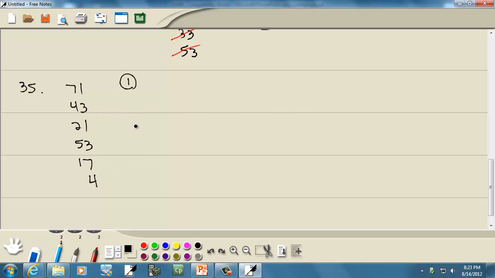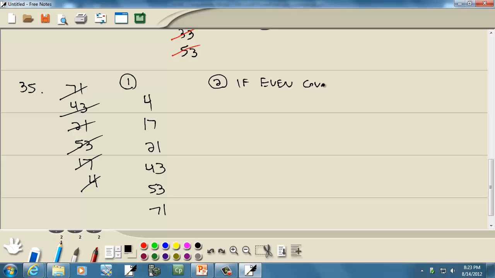See our smallest number, if I wrote that down correctly, 4, yeah. Smallest number is 4. Next one is 17, right there. Next one is 21. Next one is 43, then 53, and then 71. Now if we have an even count, 6 numbers, 4 numbers, and so forth, if an even count, then average the middle 2 numbers.